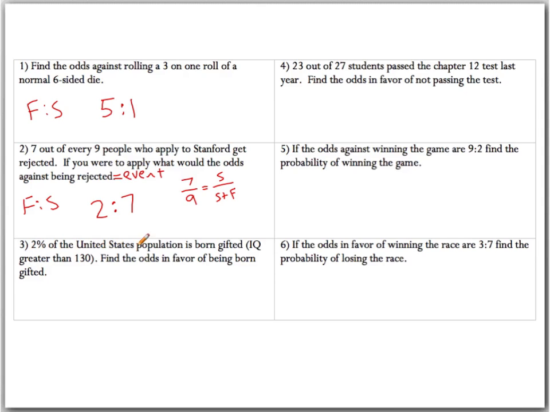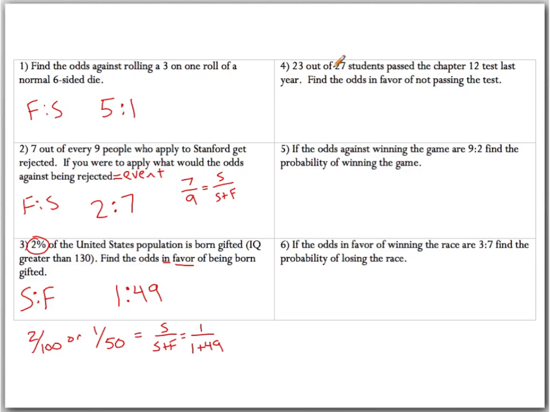All right, in number 3, it says 2% of the United States population is born gifted with an IQ greater than 130. So find the odds in favor of being born gifted. So in favor is going to be success to failure. Now here, that 2%, that's really written as a probability. So we could also think of that as being 2 in 100 or 1 in 50. So what that means is, if we're comparing this to success over success plus failure, it means that we have 1 success and 49 failures. Okay, so our success to failure ratio would be 1 to 49. So this would be the odds in favor of being born gifted.